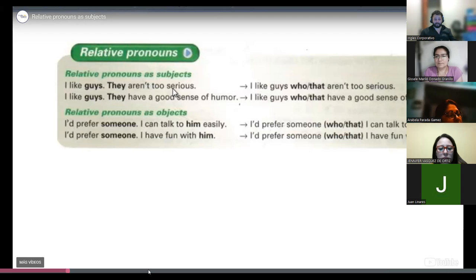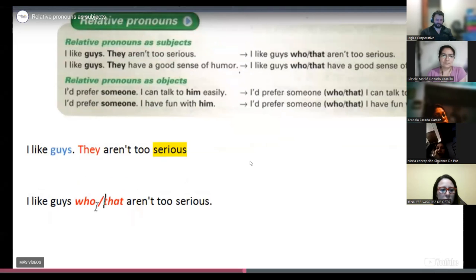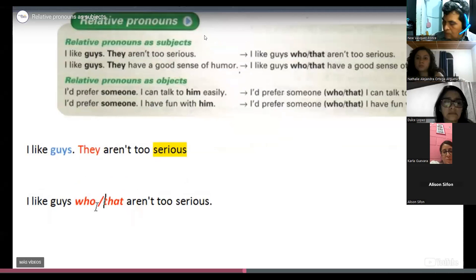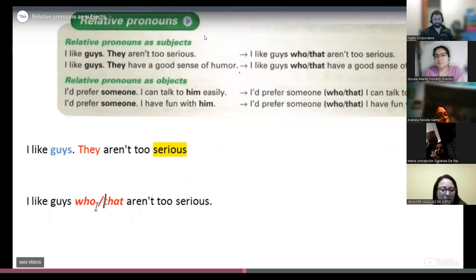Now, ahorita, guys, les debería ser super fácil entender todos estos ejercicios. Así, super, super fácil. You should know the difference. You should know the reason why they're called relative clauses. Ahorita ya saben que son cláusulas relativas, que son cláusulas dependientes, independientes. Got it? You should know all of that by now, right? If you don't, it's okay. You can ask me questions, right?